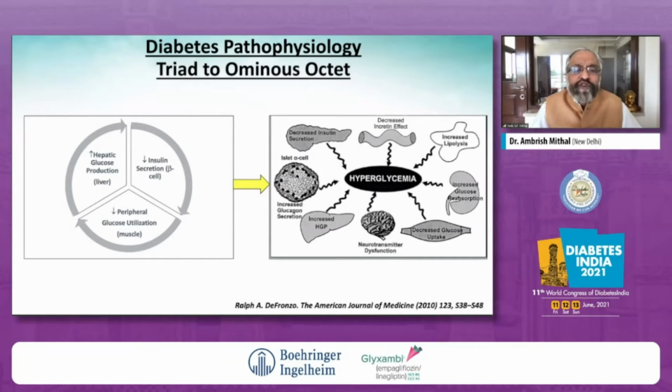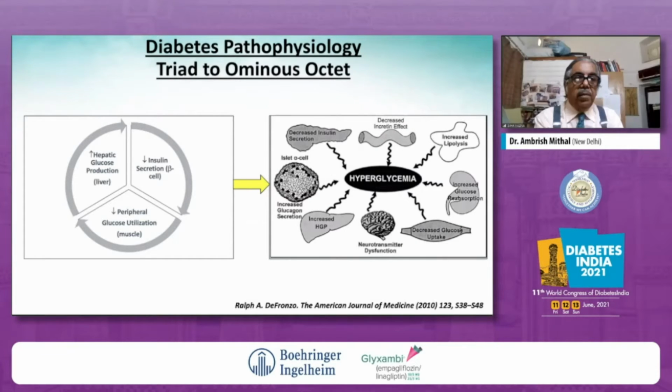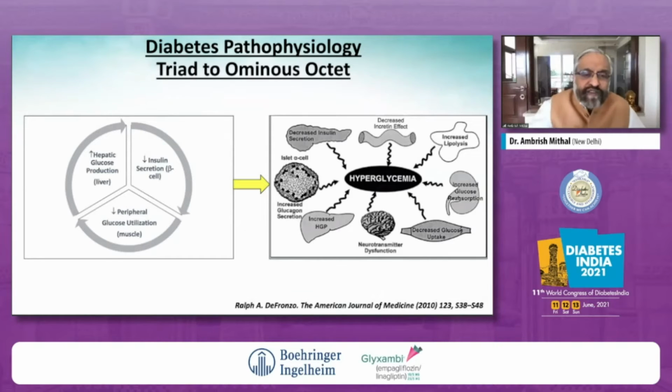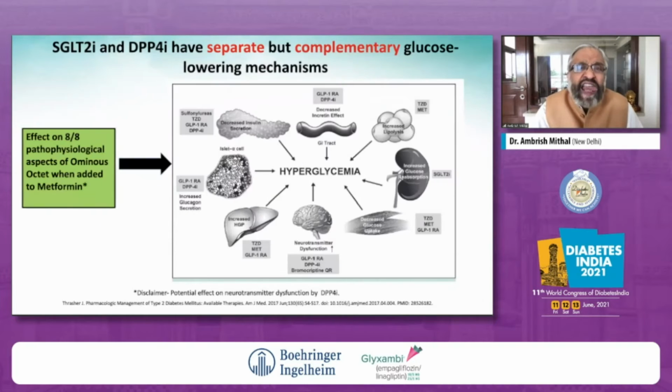Again, we have talked about this many times. From just a simple picture of liver, pancreas and peripheral muscle disease, it has now moved to multiple things. So if we attack multiple pathophysiologies at the same time, we will get better results. And the beauty of these modern combinations like SGLT2 and DPP4 is that they have separate mechanisms altogether, and they don't clash with each other. They're completely different mechanisms.